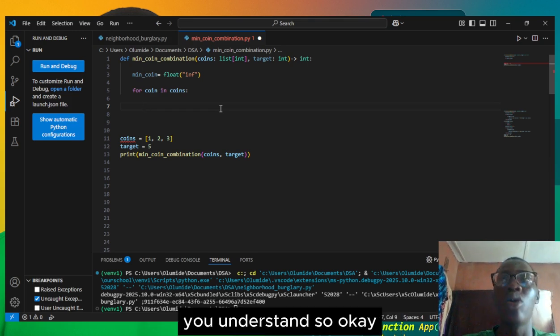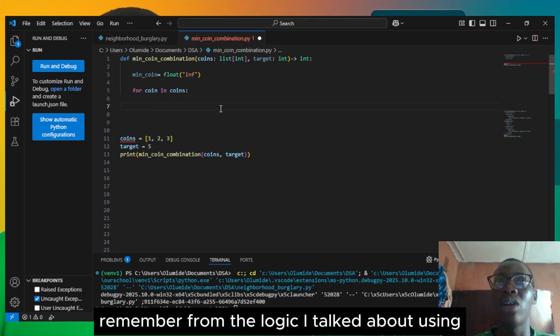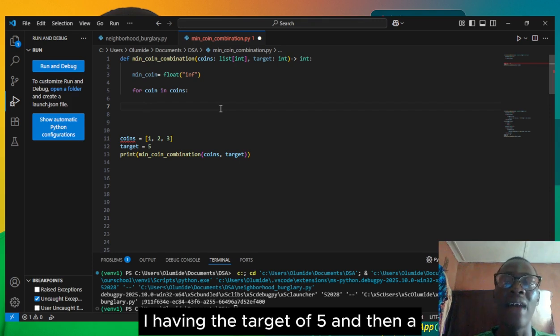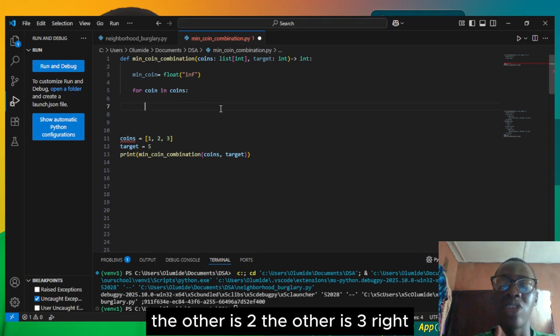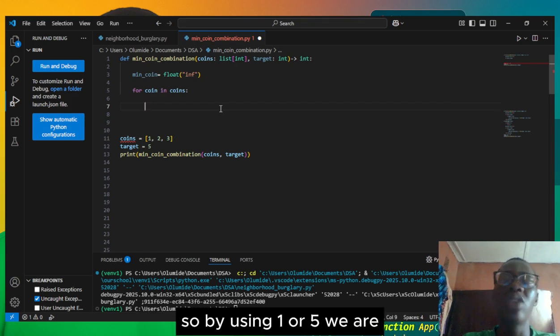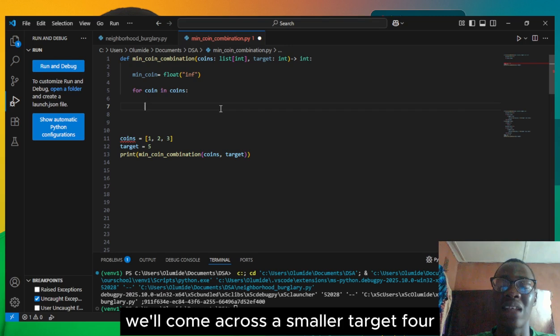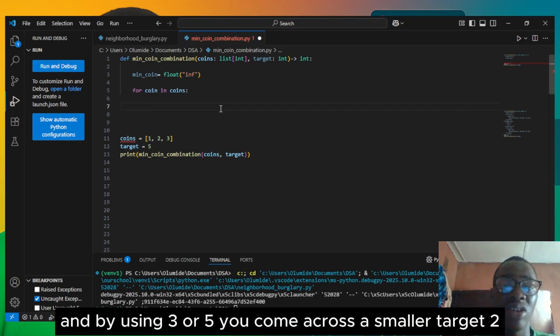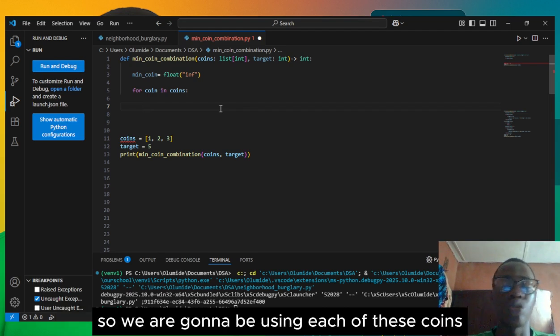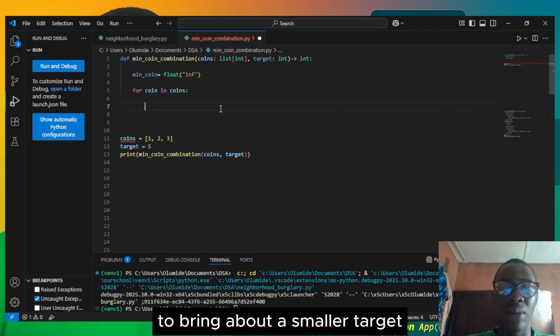You understand? So okay, remember from the logic I talked about having the target of 5, and one of the coins is 1, the other is 2, the other is 3, right? So by using 1 on 5, we'll come across a smaller target 4. By using 2 on 5, we come across a smaller target 3, and by using 3 on 5, we come across a smaller target 2. So we are going to be using each of these coins to bring about a smaller target.